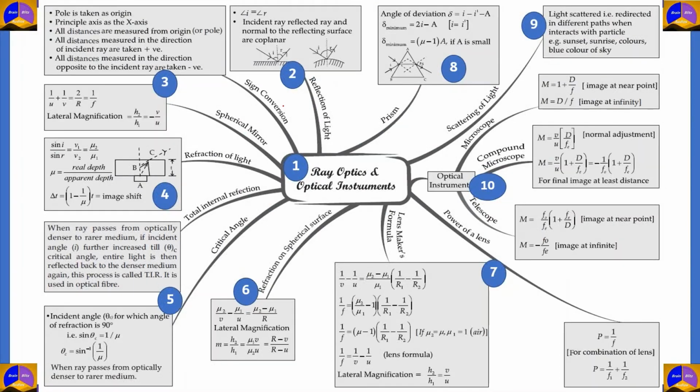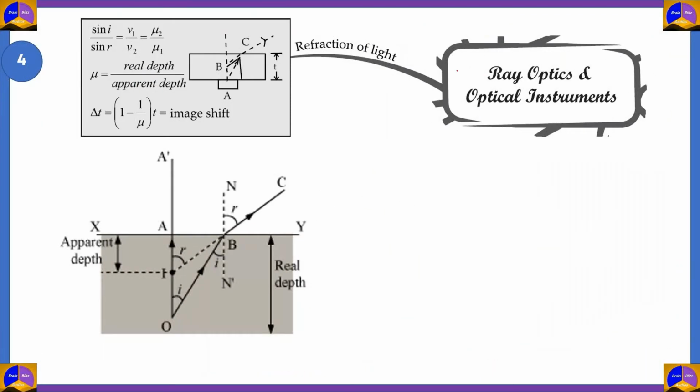So within a short span of time, we've covered everything that is reflection. Reflection is a short topic in grade 12. The bulk of ray optics is actually based on the other topic that we studied, which is refraction of light. So what exactly do you mean by refraction of light?